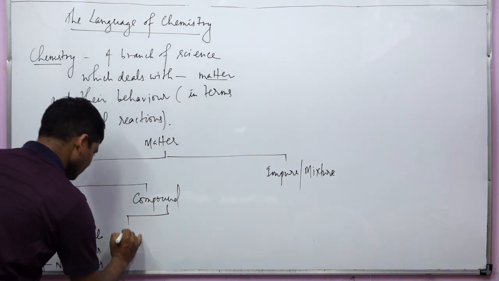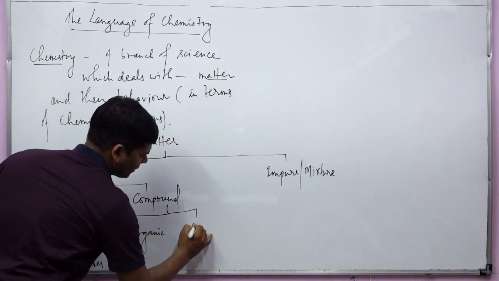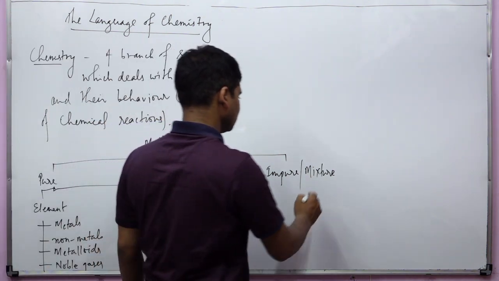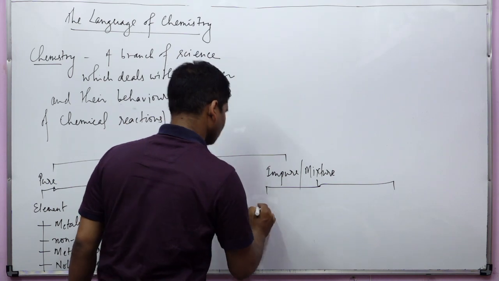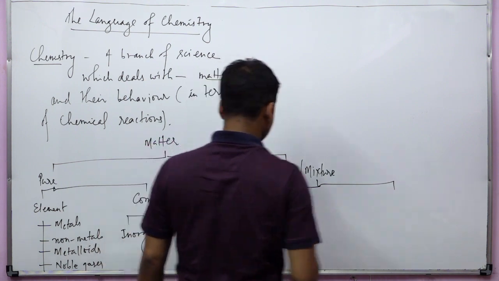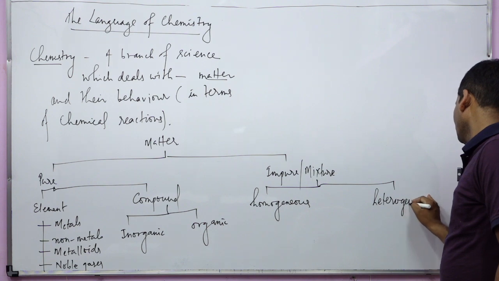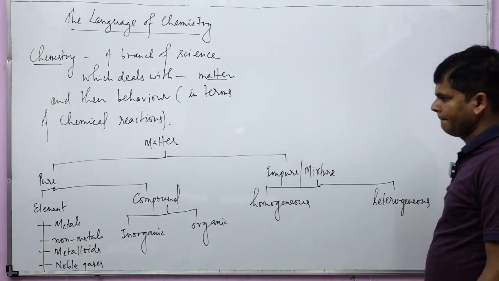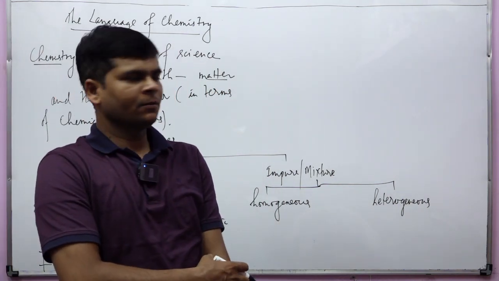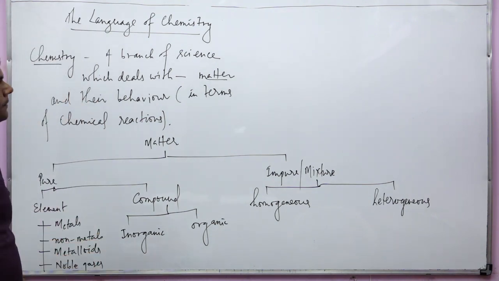Compound may be inorganic or it may be organic. Impure substances or mixtures are of two types: homogeneous and heterogeneous. Let us now try to understand one by one as we have framed in the form of this chart.